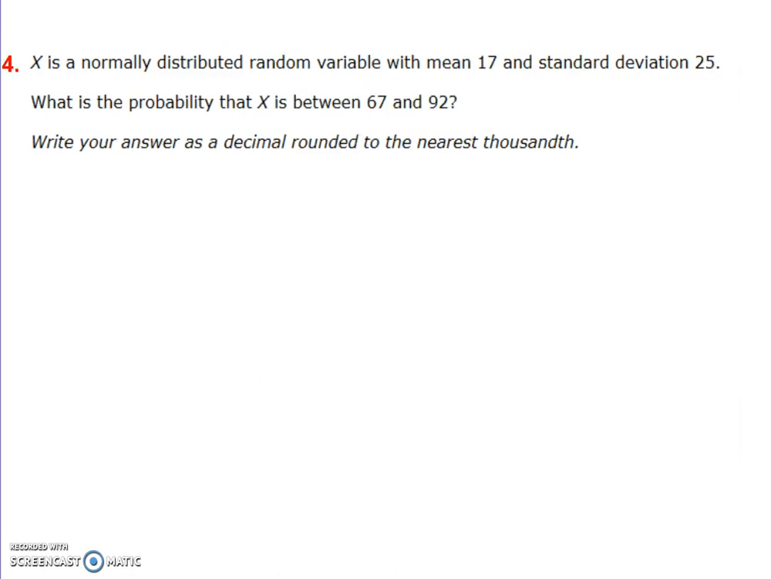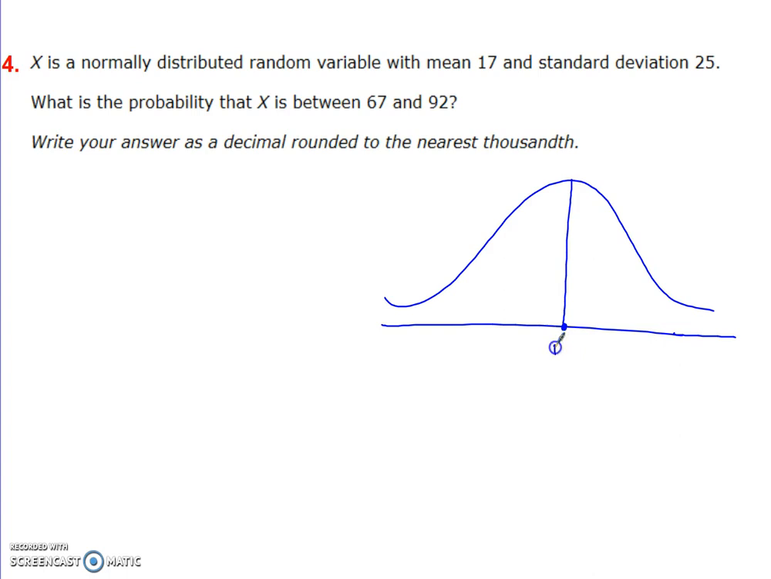Now, this is a different case where you have to be careful. X is a normally distributed random variable, so we draw a curve. We get the mean as 17, and then the standard deviation is given to be 25. What is the probability that x is between 67 and 92? Now in this case, 67 is on the right and so is 92. Both numbers are on the right. So we need the probability between these two numbers.